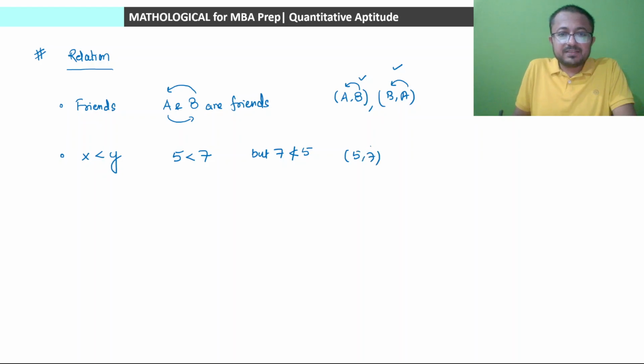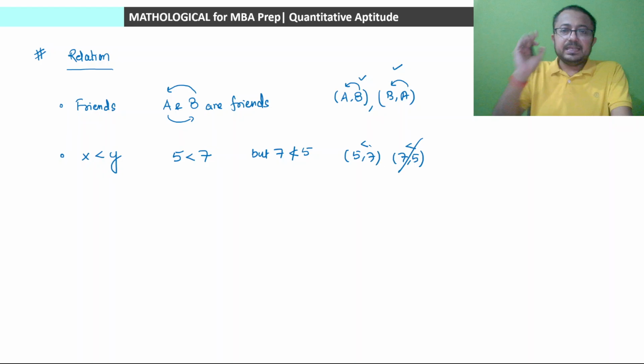But in the second scenario, 5 is less than 7, this relation is correct. But 7 is not less than 5, isn't it so? Because of the ordered pair. So in the first case, both were true, A comma B, B comma A. In the second case, 5 comma 7 satisfies the relation, but 7 comma 5 is not satisfying our given relation. Isn't it so? क्या ये बात clear है?